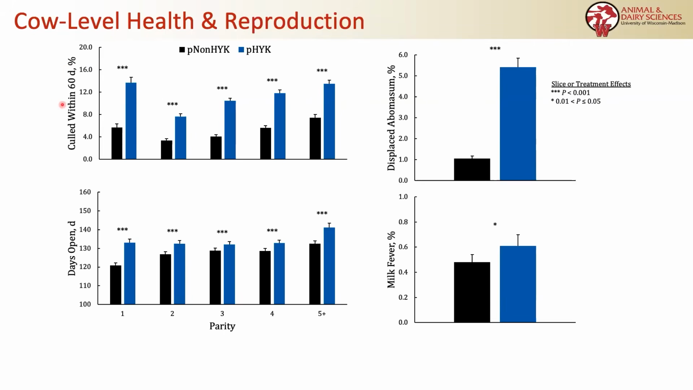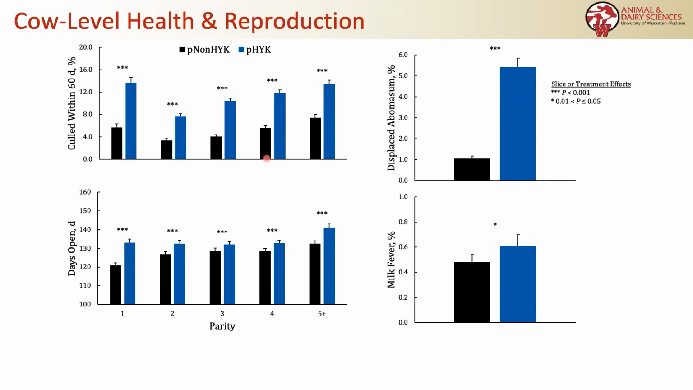So we looked at culling within 60 days. This is as a percent. And across parities 1 through 4 and then 5 and greater here on the right. And cows that were predicted to be HYK had a greater percent of culling in each one of these parities compared to their non-HYK herd mates. And so these cows were being culled more.